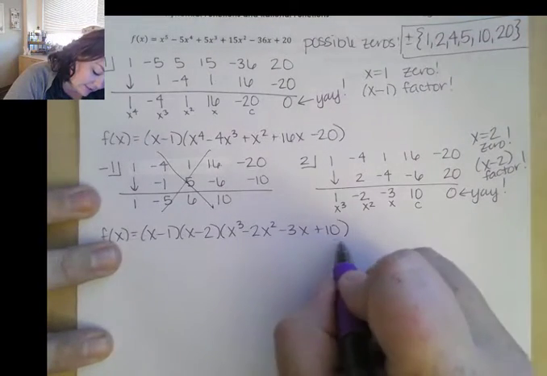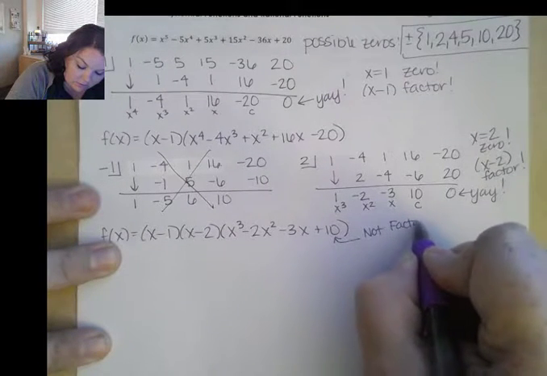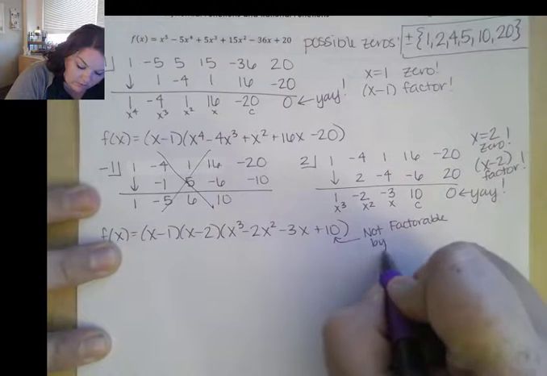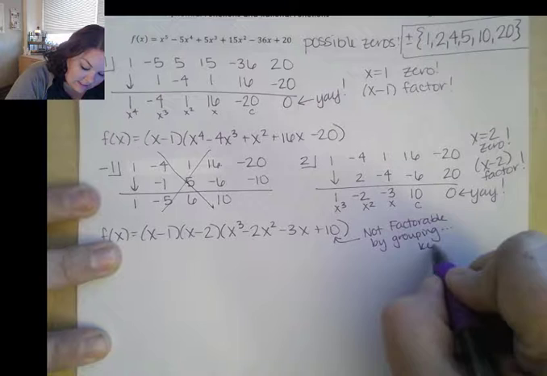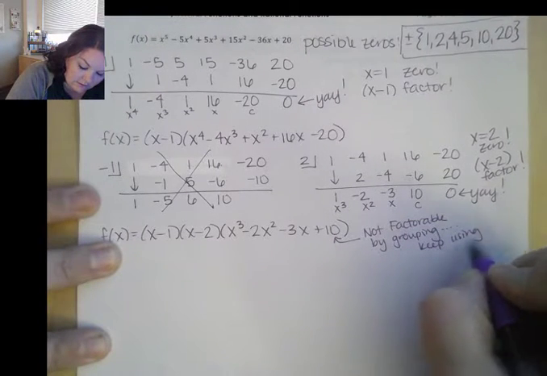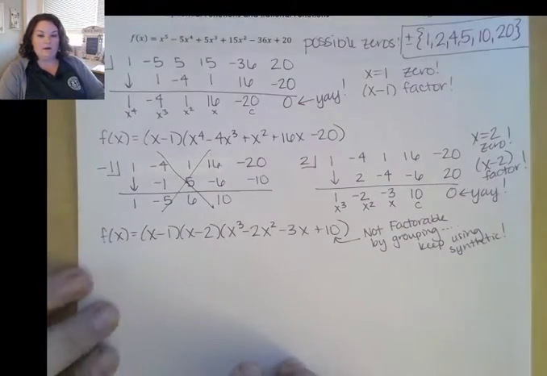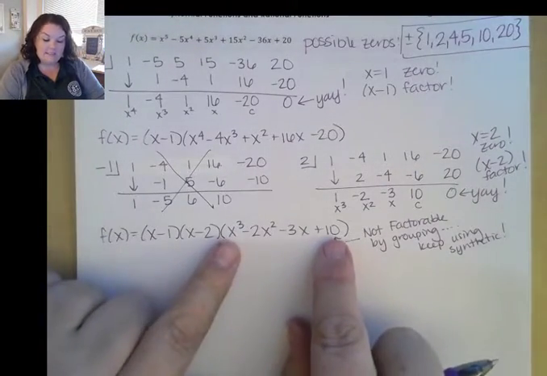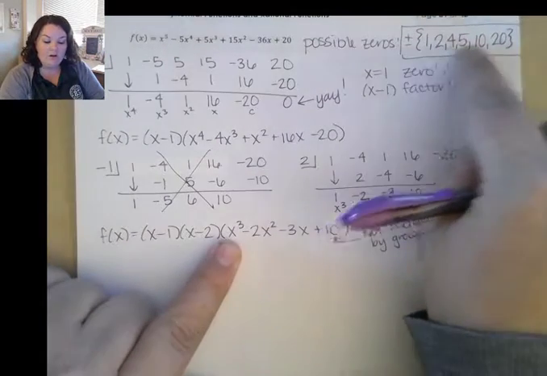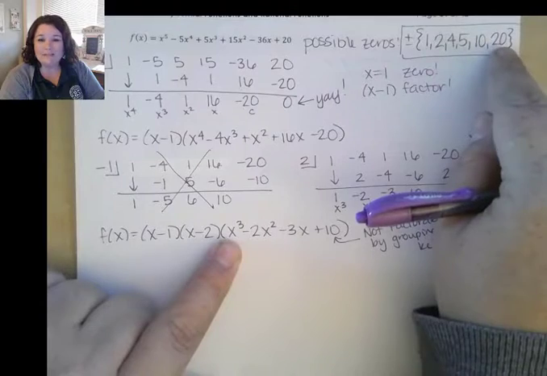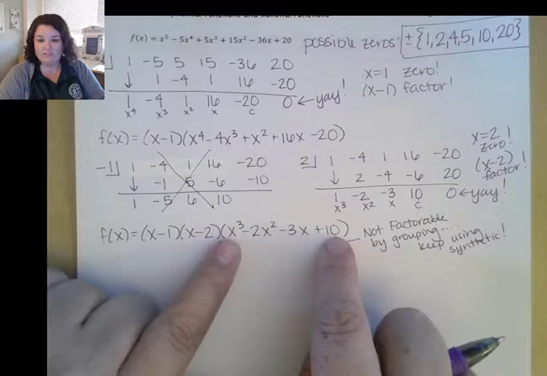Okay, so I'm going to say this piece right here is not factorable by grouping. And we're just going to keep using synthetic. All right. So the good news is it did break down a little bit, because notice now my constant term is a 10. So out of all these, I no longer have to worry about the 20, right? Because 20 is not going to be a factor of 10. It's not a number we have to check.